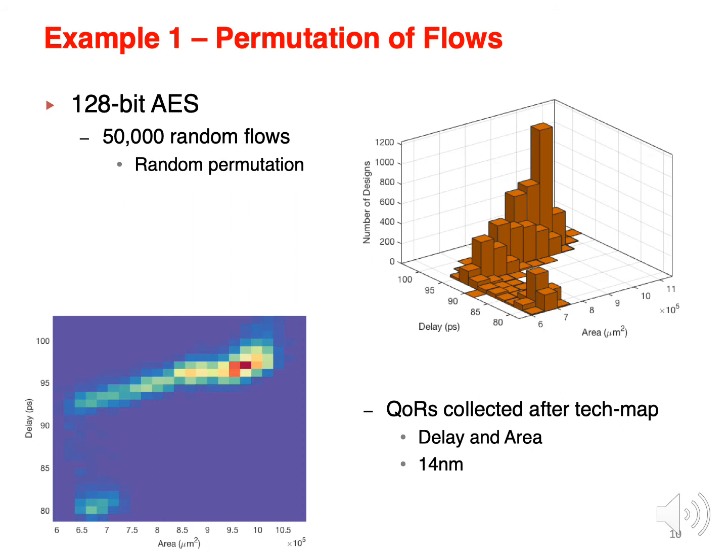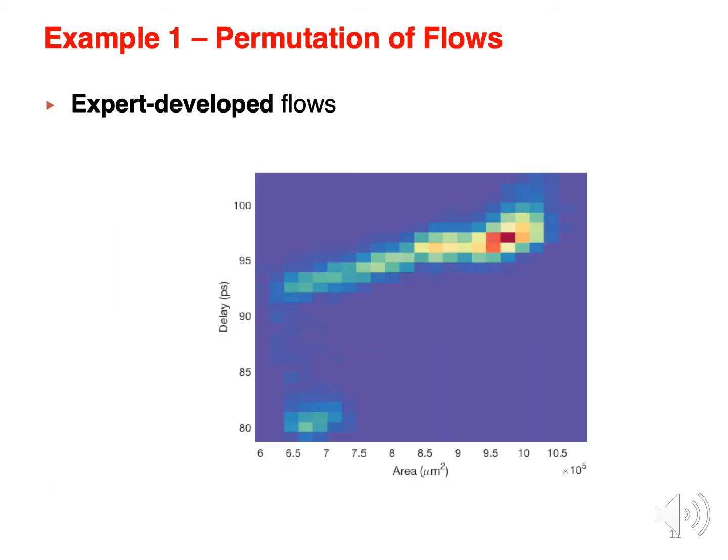So here we want to show how crucial it is to build the flow correctly. 50K random flows are generated by random permutation and then applied to a 128-bit AES design. First of all, we observe that different design flows can have very different performance, and moreover, we see that during random sampling, most of the design points are located in the bad performance area, that is the upper right, because of the delay and area distribution. And we can see there are still good flows, but they are hard to find with a random permutation.